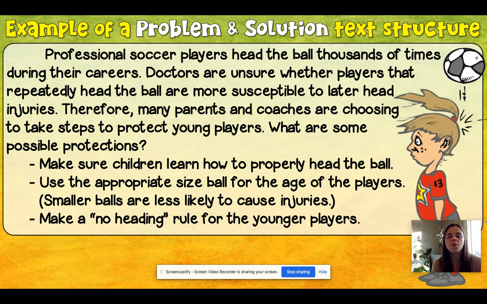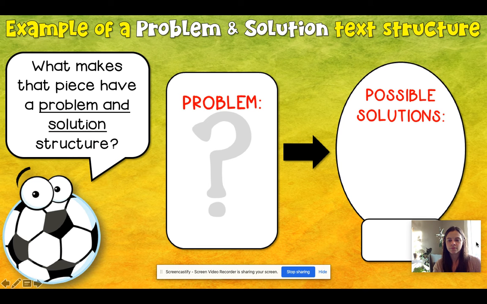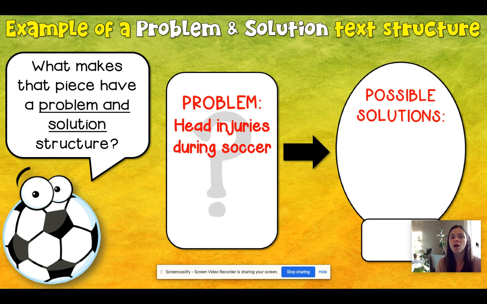Here we go. Professional soccer players head the ball thousands of times during their careers. Doctors are unsure. Pause, continue reading. All right, if you didn't pause it, go back, read it again. What was the problem of that passage? And now, what is the solution or a possible solution, right? What is the problem? Head injuries during soccer. That's a problem, right? All these people getting hit in the head is causing head injuries, and that is a problem. So what is a solution to these head injuries during soccer?